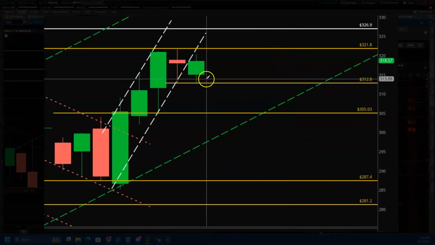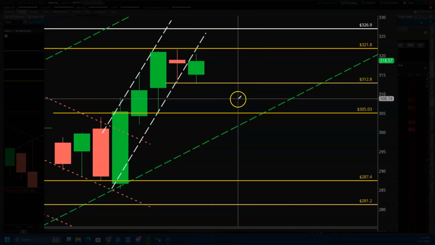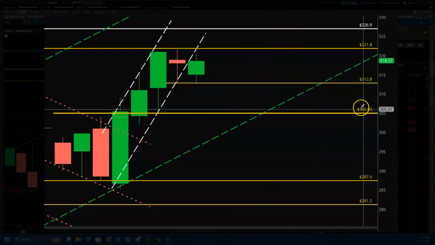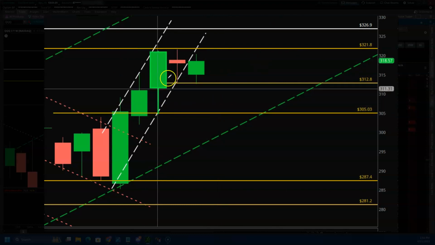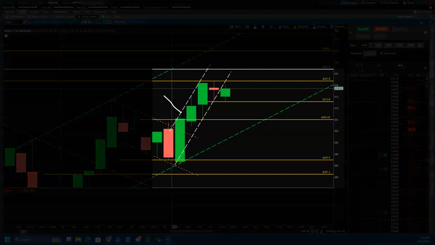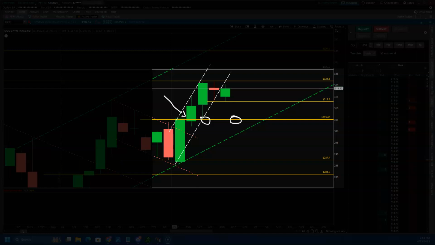On the downside, if we break down below 312.8, then we have 308, and then 306, 305 becoming your next support level, because that's the structure. That's where we broke out from right here, and then we retested that, so that becomes your downside target. Or this channel's uptrend line can be the target on the downside if we lose the steam here.